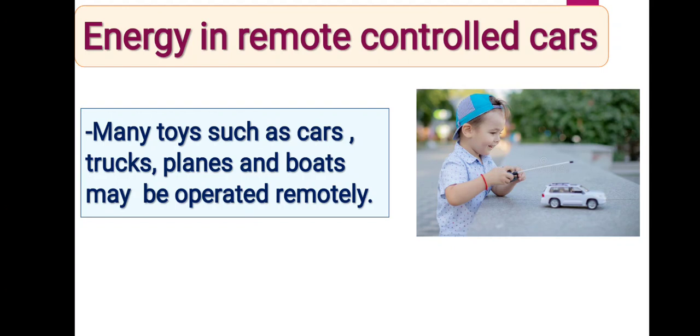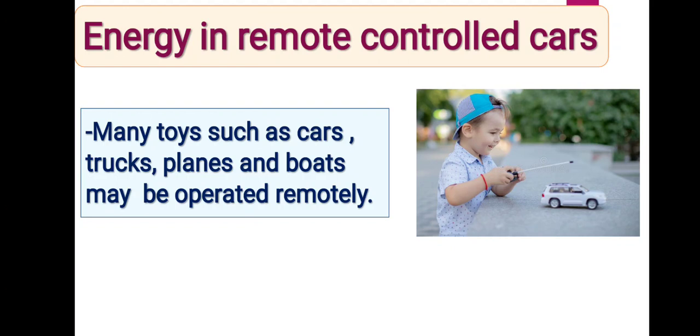Look at this picture. Who can tell me what this is? This is a car. How can this car move? This car can move by remote control. I can control its moving by remote control, and it has a source of energy to help it move. So this car can move remotely. Remotely means by remote control.